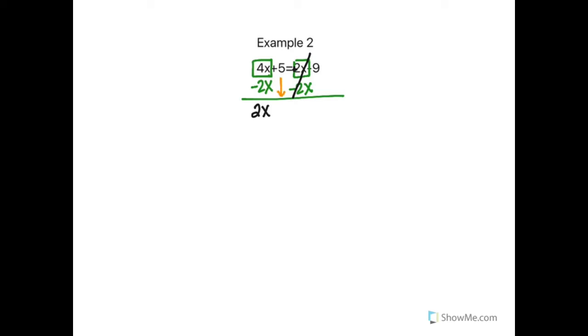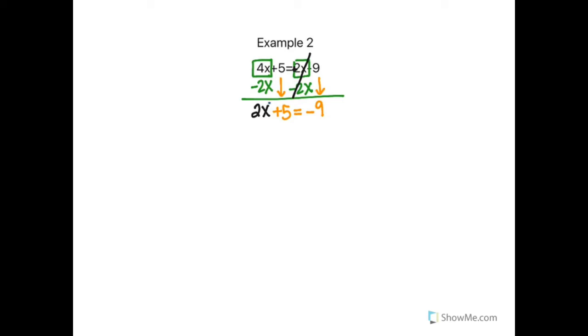So I didn't touch this positive 5, so I'm going to bring that down. I have my equal sign, and I didn't touch this negative 9, so I'm going to go ahead and bring that down as well. And I'm left with 2x plus 5 is equal to negative 9. So now I have one couple, and I have one side chick, which I can use to solve the equation.